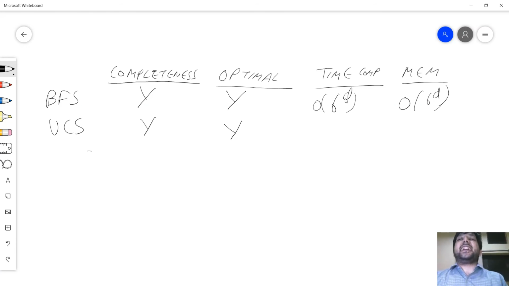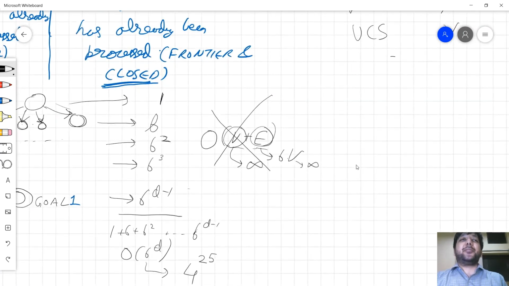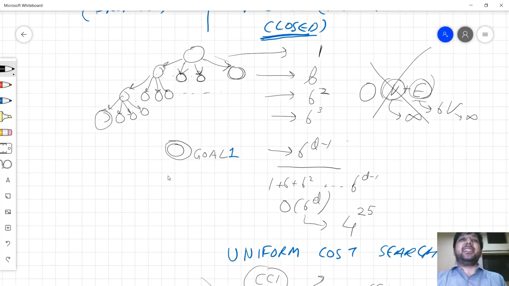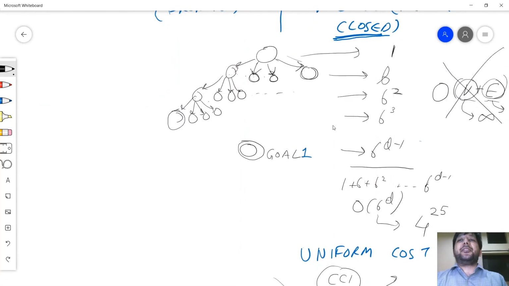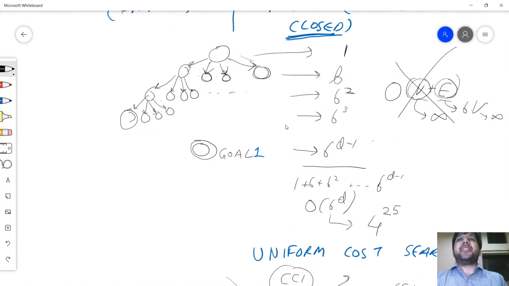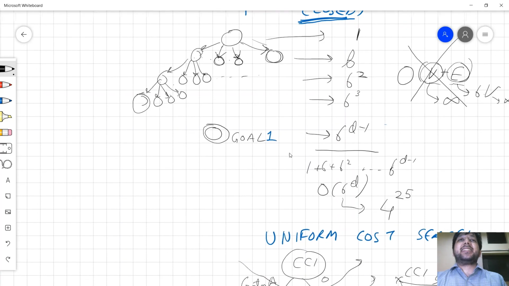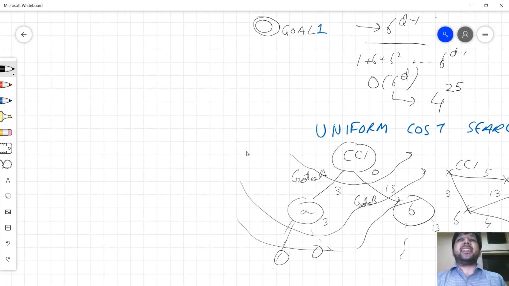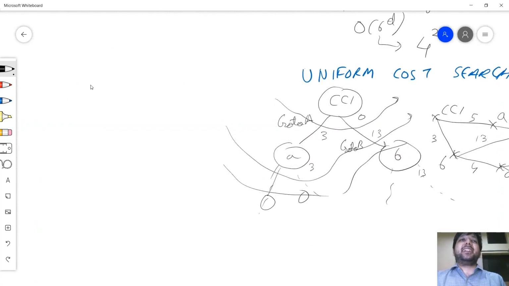Now, unfortunately, I cannot say b raised to power d. And therefore, let us quickly see how I got b raised to power d. It was all the way up over here: 1 plus b squared plus b cubed, all the way up to b raised to power d. So rather than drawing this thing, let me draw a much simpler thing. Let this be the path from source all the way up to the goal.